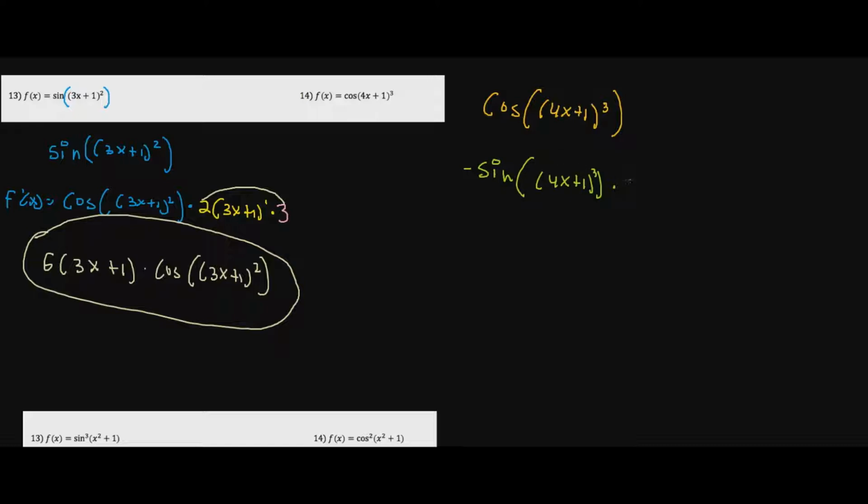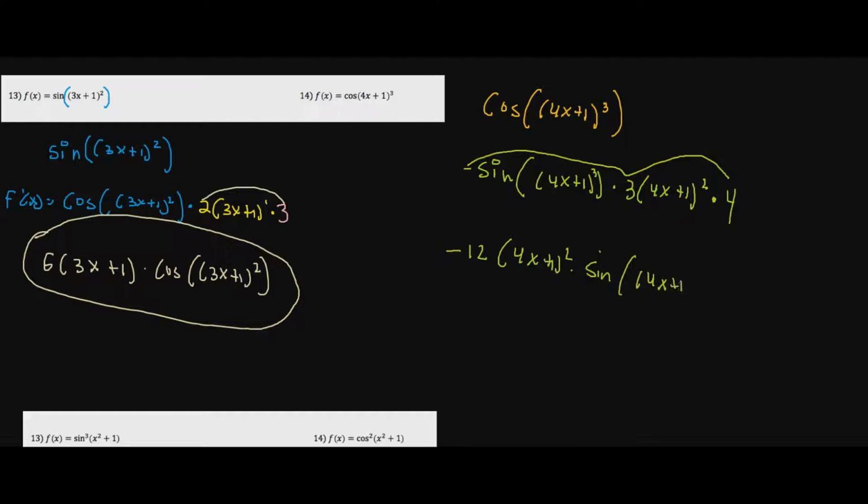Take the derivative of the inside. So we're going to get 3 parentheses, leave the inside alone here, squared, times now the derivative of this, which is just 4. And negative times 3 is negative 3, times 4 is negative 12. So negative 12 times 4x plus 1 squared times sine of 4x plus 1 to the third power. Boom. And there it is, my friends. Okay. Very tricky stuff.